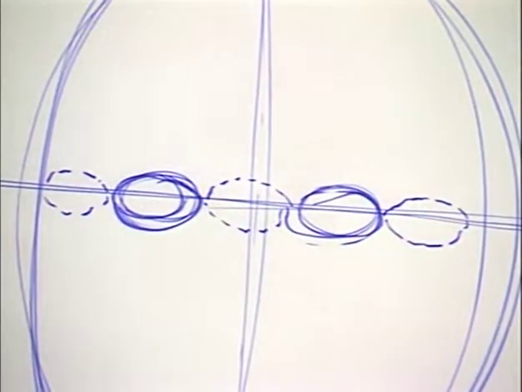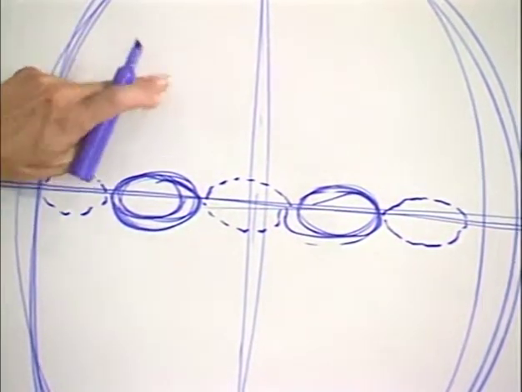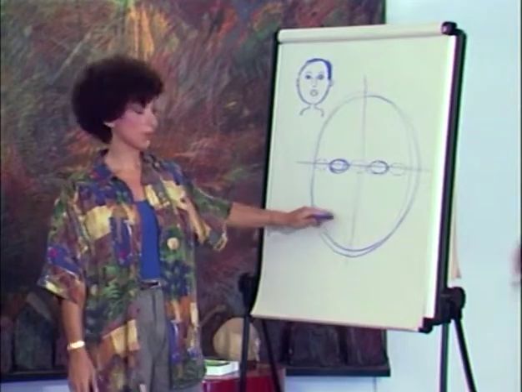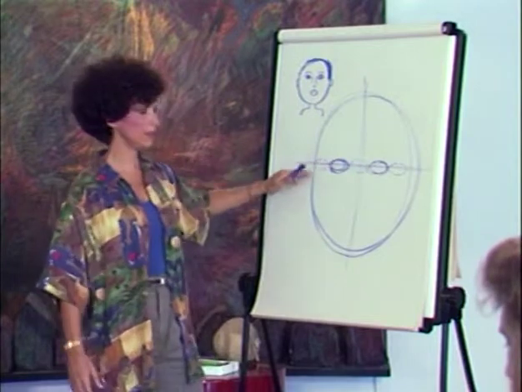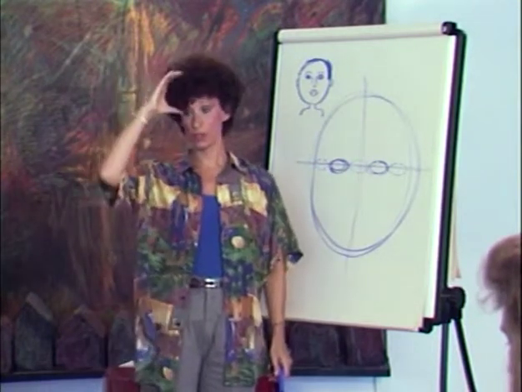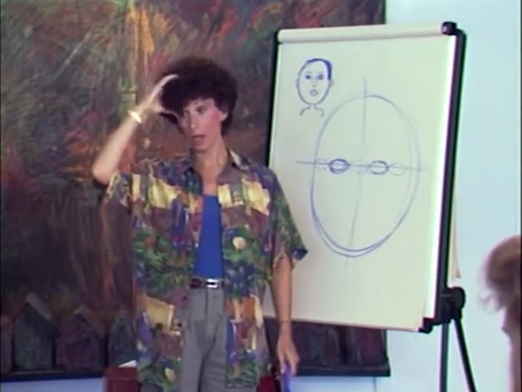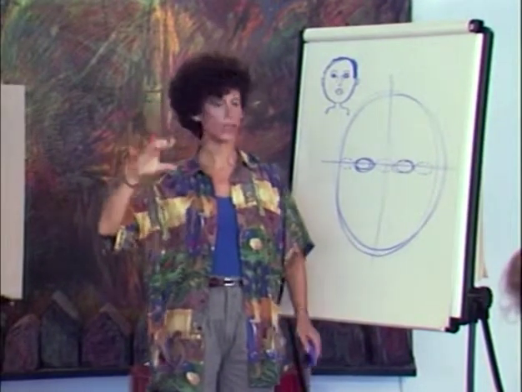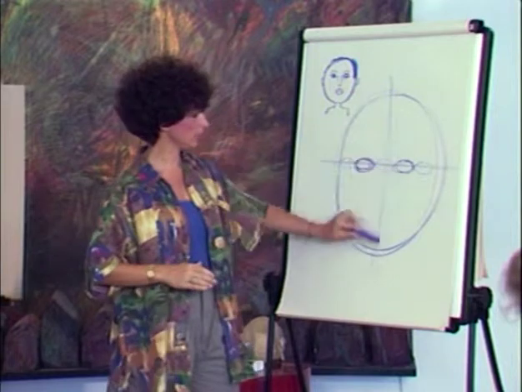And also, look where I put my eyes. They're on that line halfway down the skull, not up here where we think they are. On the average adult, these eyes are going to be halfway down the face. If you notice, you can just feel on your own head that your eyes are halfway from the top of your head down to your chin. Equal distance between here and here.